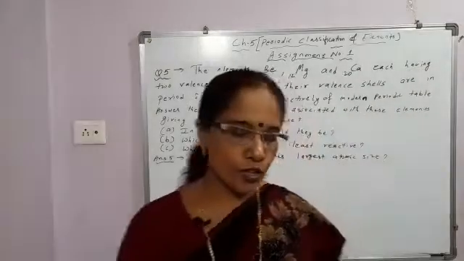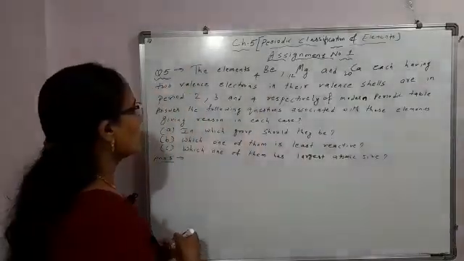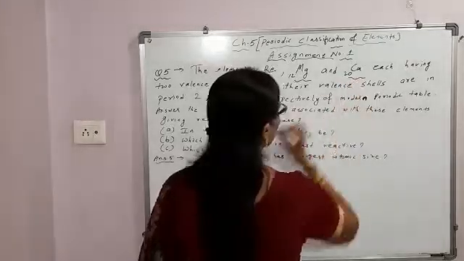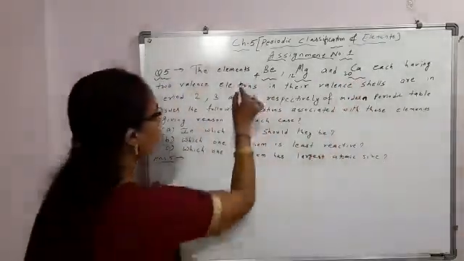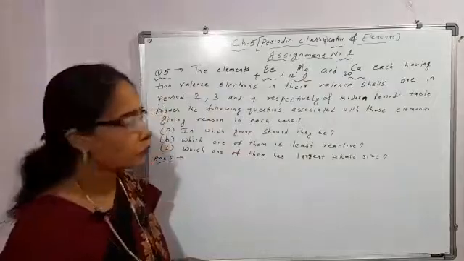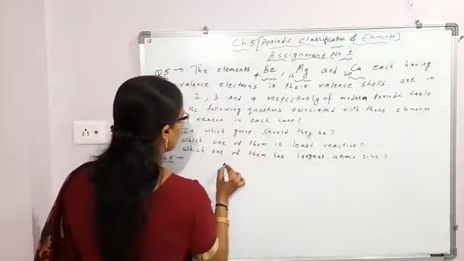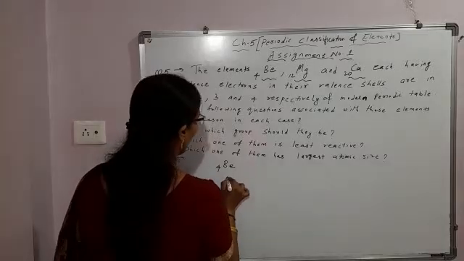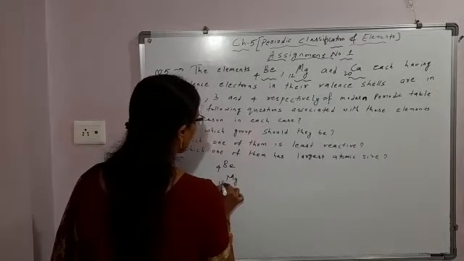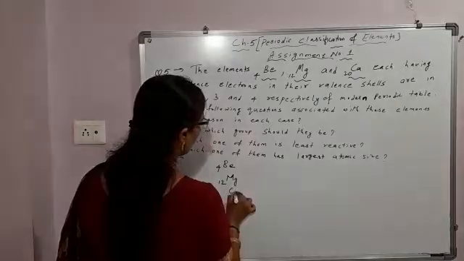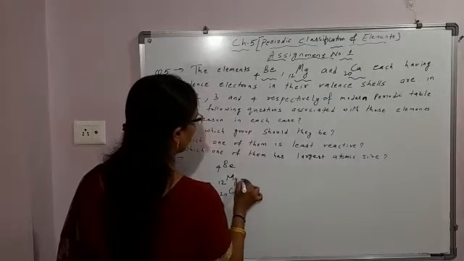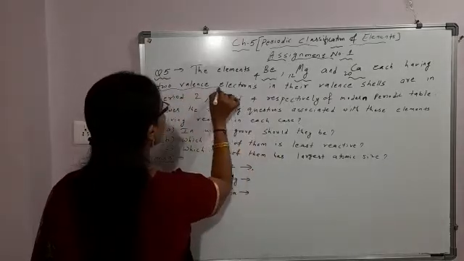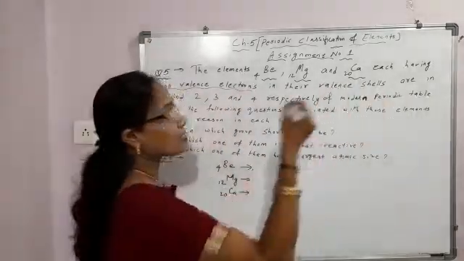Students, our fifth question is the elements beryllium, magnesium, calcium. Atomic number is given: 4, 12, 20. Beryllium 4 atomic number, then magnesium 12, then calcium 20. Each having 2 valence electrons in their valence shell.